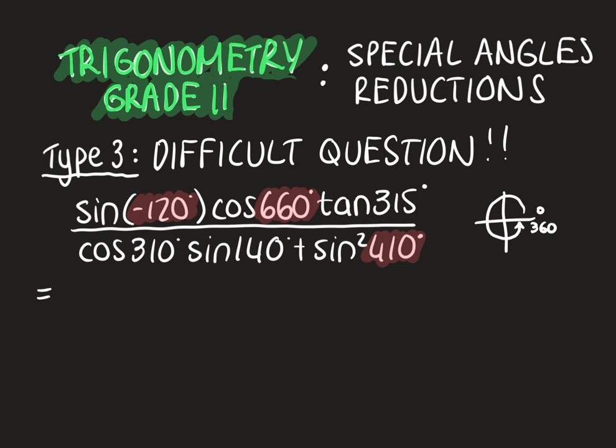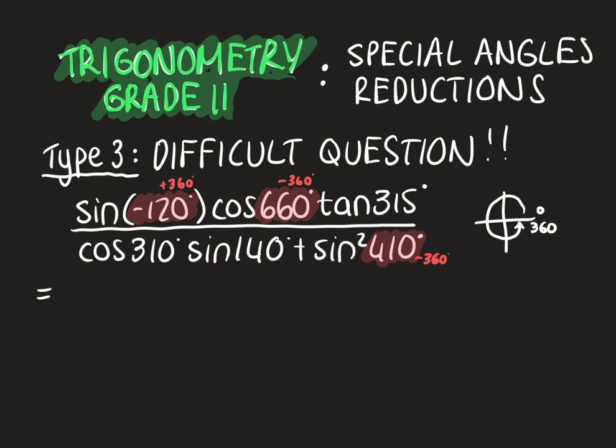So in my first step, I want to bring these angles back into that 0 to 360 range. You're going to add 360 to the really big negative angles, and subtract 360 from the really big positive angles. And just remember, guys, you can add or subtract 360 as many times as you want until they fall into this range of 0 to 360.